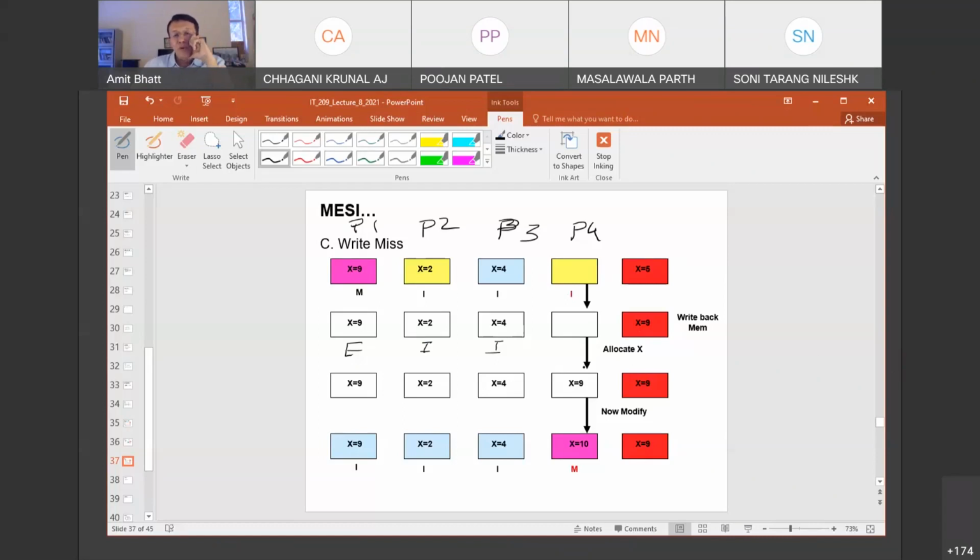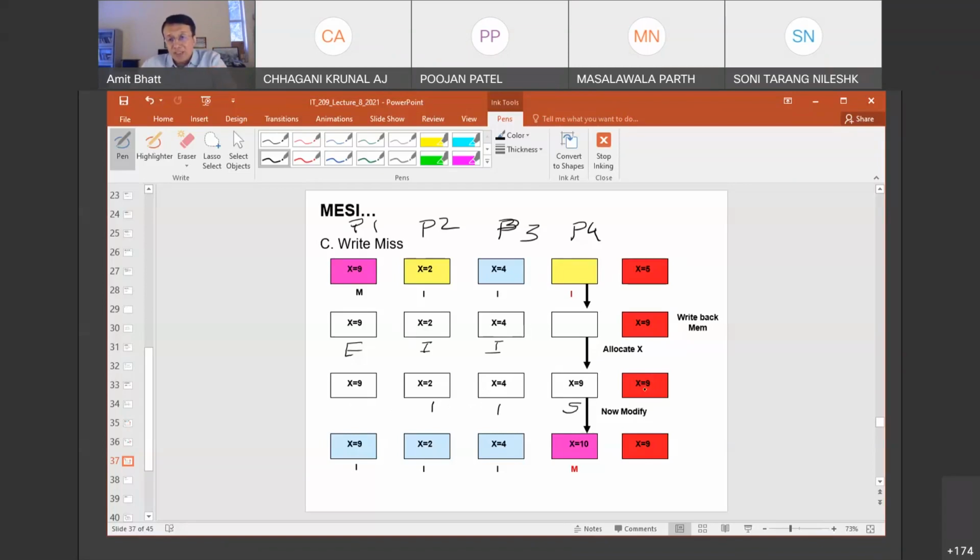So first you will have to correct this value into main memory, X equal to 9. Then you allocate it. Now you bring it into this cache, and then this wants to write a value. Once you do this, what will the flag be at this step? Shared. Shared, again invalid, and shared.